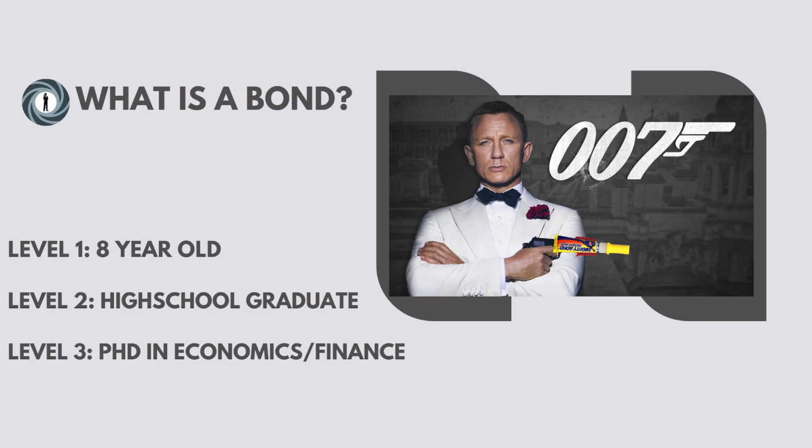For a high school graduate, bonds are like IOUs issued by companies or governments. When you buy a bond, you're essentially lending them money for a specific period. In return, they promise to pay you back the original amount, which is the principal, when the bond matures, along with some extra money, which is the interest, as a thank you for lending them the money.